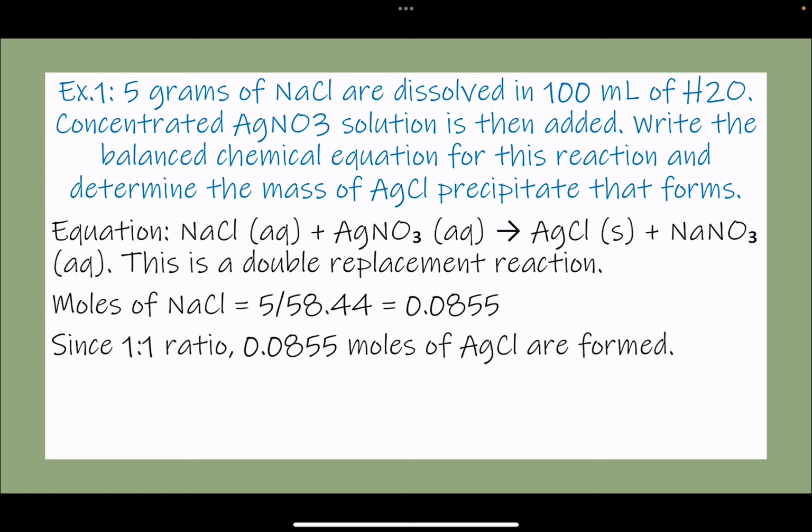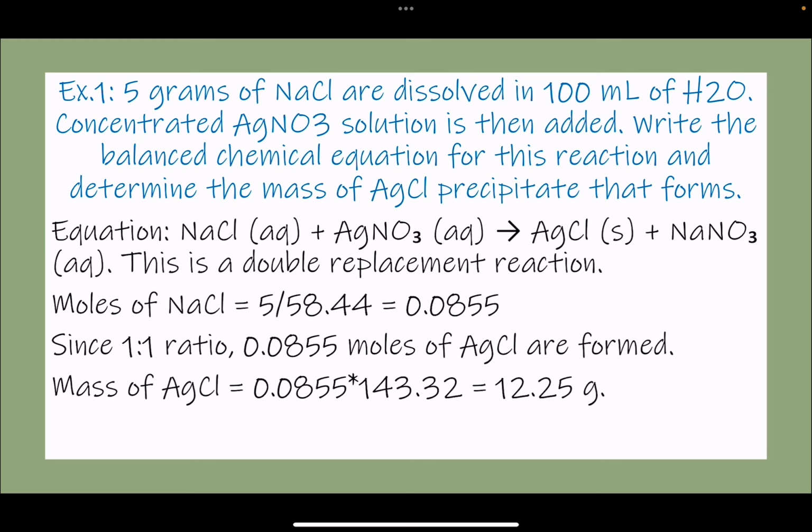This gives us the molar value, but we want the mass value, so we multiply 0.0855 moles by the molar mass of silver chloride, which is 143.32 grams per mole, to obtain 12.25 grams of silver chloride, which is our final answer.